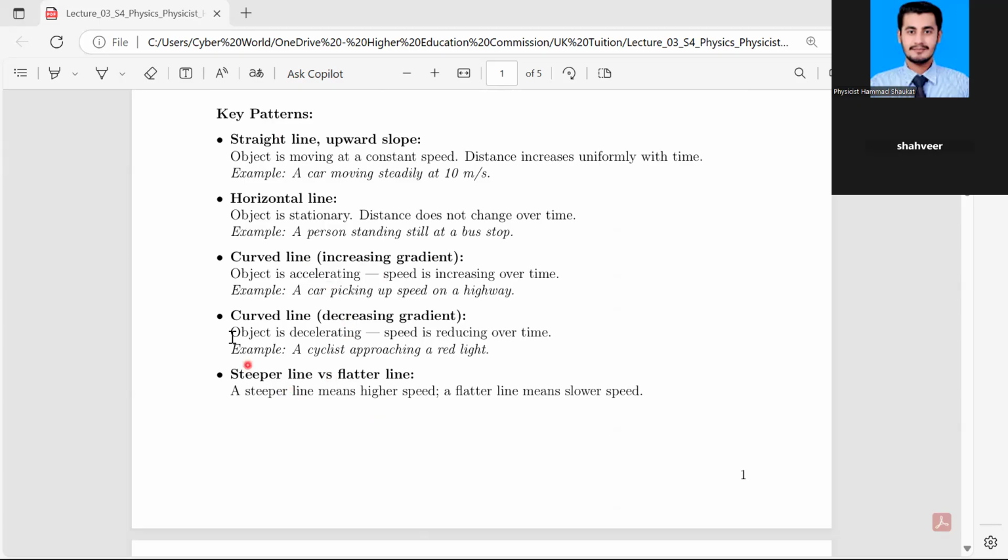Okay, and if your curved line is decreasing, this means basically your object is decelerating.